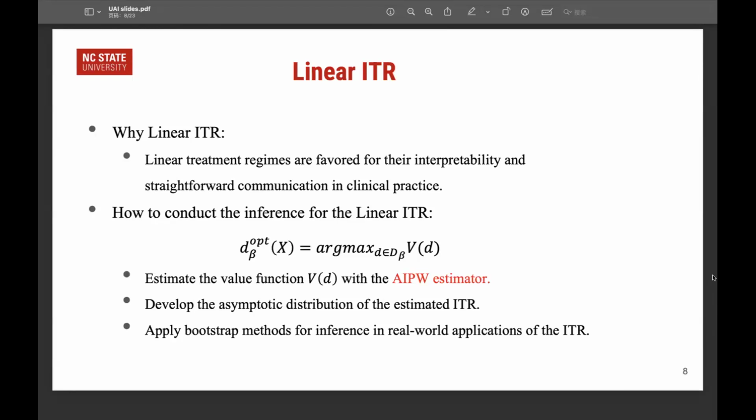Let me first give a big picture here. The linear ITR is designed to maximize this value function. First, we need to estimate the value function. We estimate the value function based on the AIPW estimator, and then we can derive the estimated linear ITR. Then we develop the asymptotic distribution of the estimated linear ITR and apply bootstrap methods for inference of the estimated linear ITR in real-world applications.